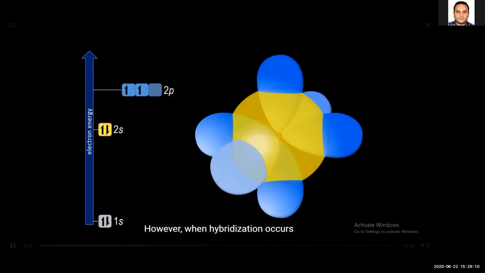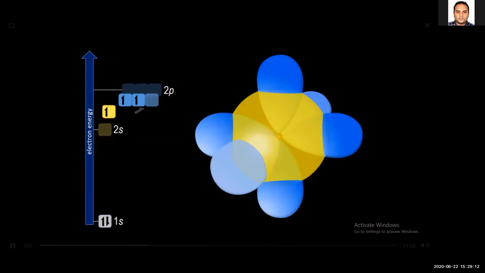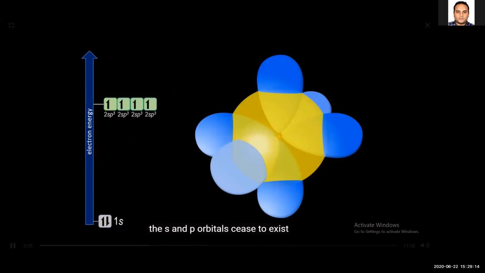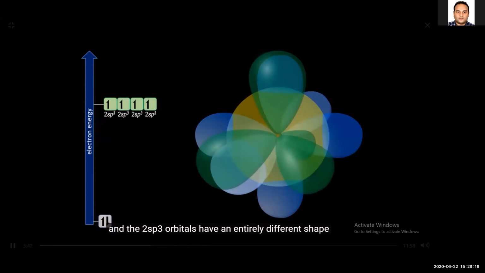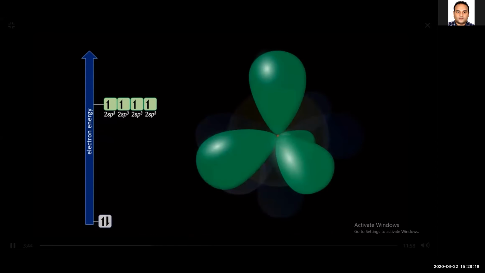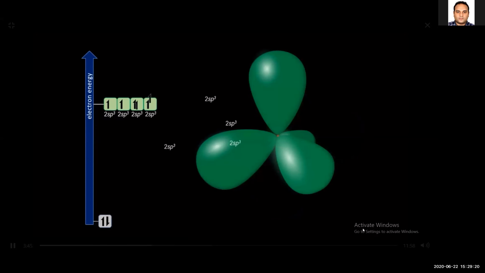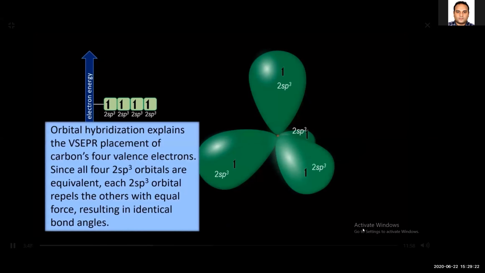However, when hybridization occurs, the s and p orbitals cease to exist, and the 2sp3 orbitals have an entirely different shape. We can see that orbital hybridization explains the VSEPR placement of carbon's 4 valence electrons, since all 4 2sp3 orbitals are equivalent. Each 2sp3 orbital repels the others with equal force, resulting in identical bond angles.